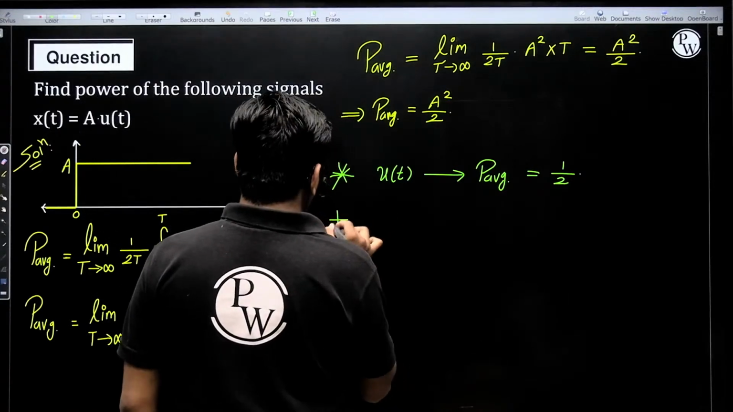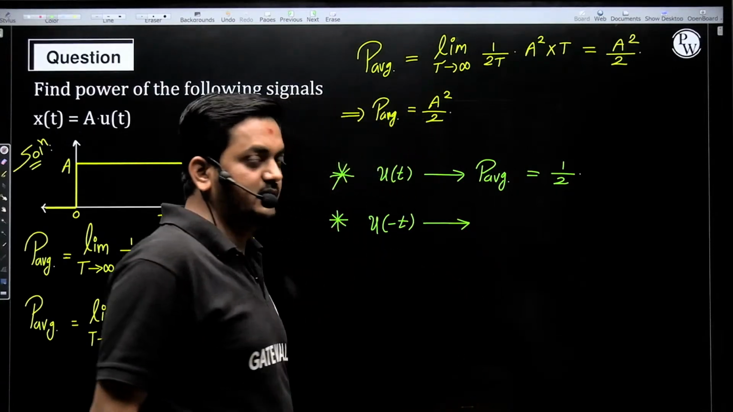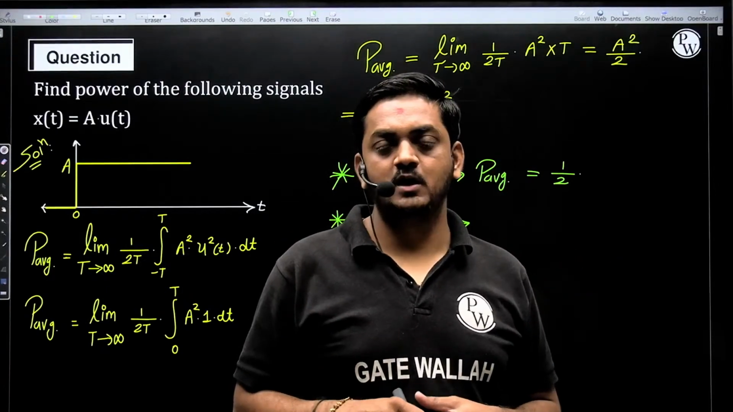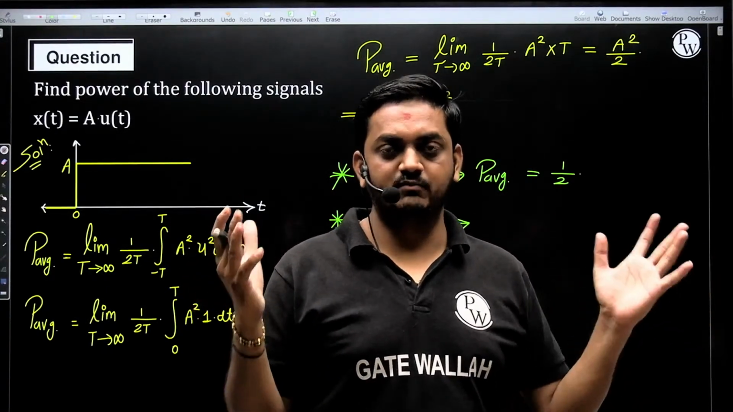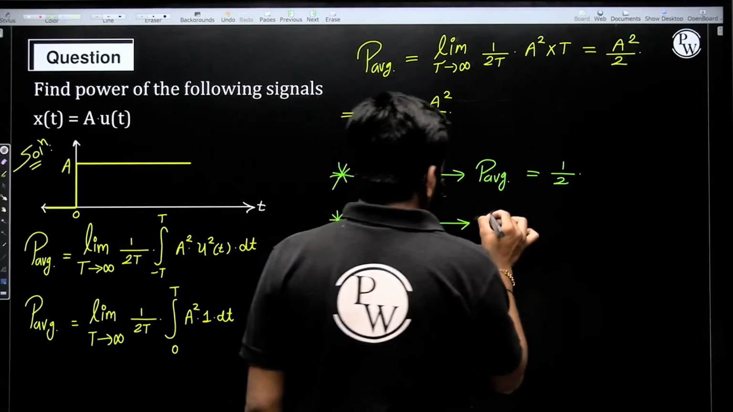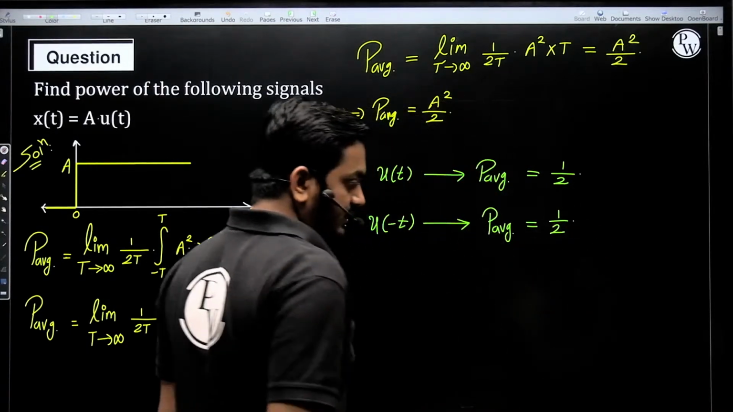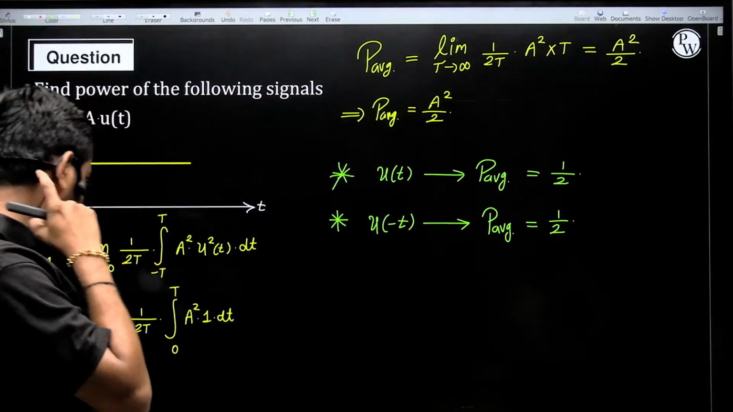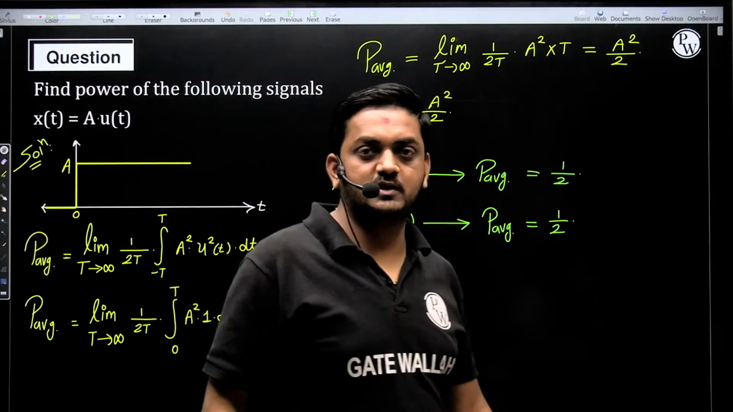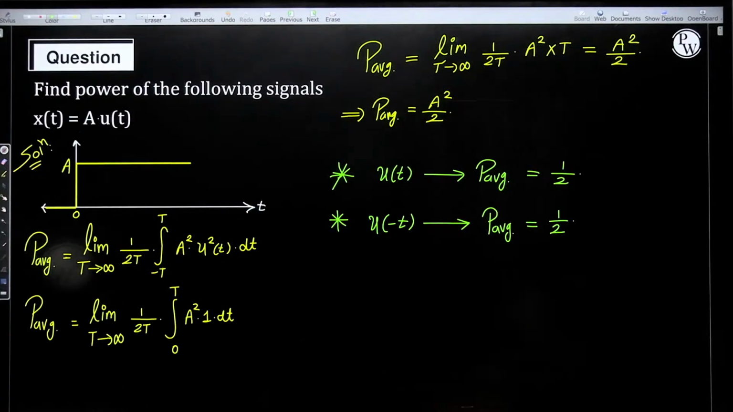And if you do the folding with respect to the y-axis, time reversal, already I told you power is directly proportional to the square of the amplitude. Power does not depend on the width of the given signal. So time scaling, time reversal, time shifting operations don't alter the power of the given signal. So that's why here the average power remains the same, 1 by 2. Clear? I hope all the students are getting it. Any doubt? If you have any doubt, then you can ask in the comment box.